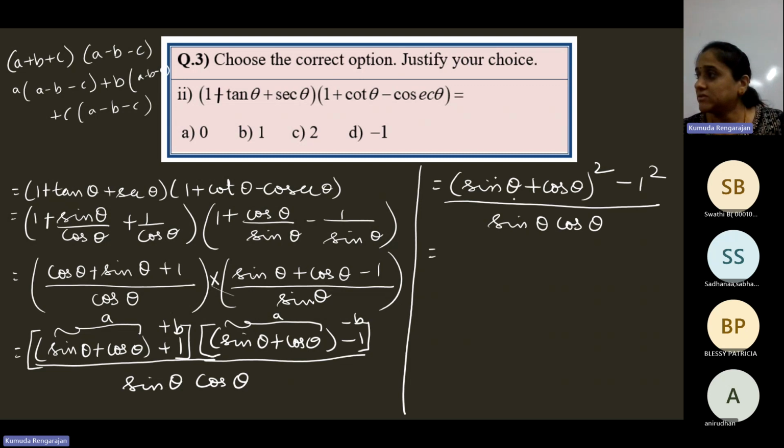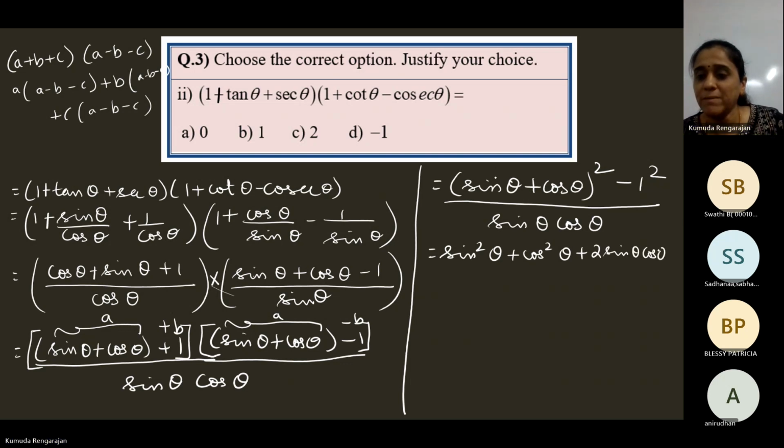Now expand this. Sin theta plus cos theta the whole square expanded. So it will be a square. A plus b the whole square is a square plus b square plus 2ab, so 2 sin theta cos theta minus 1 divided by sin theta cos theta.